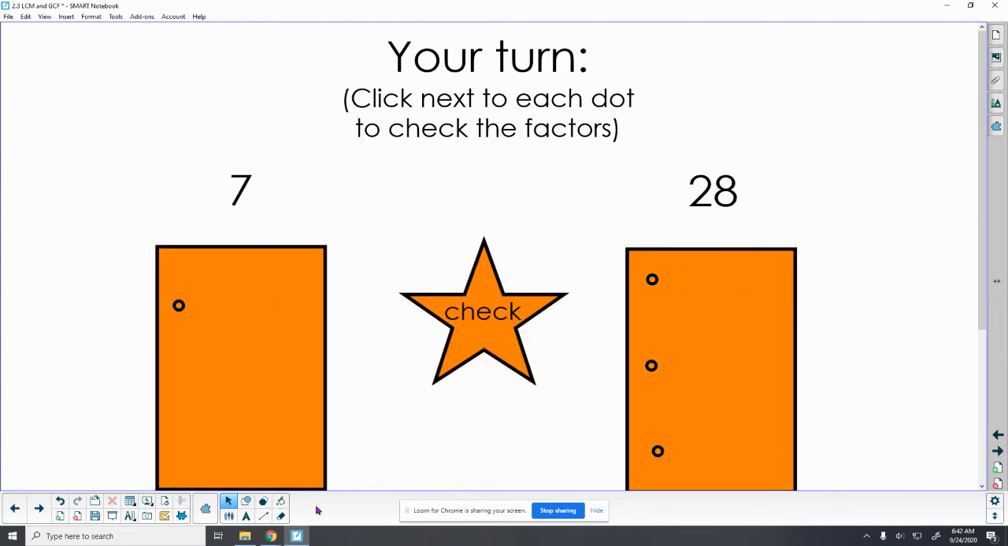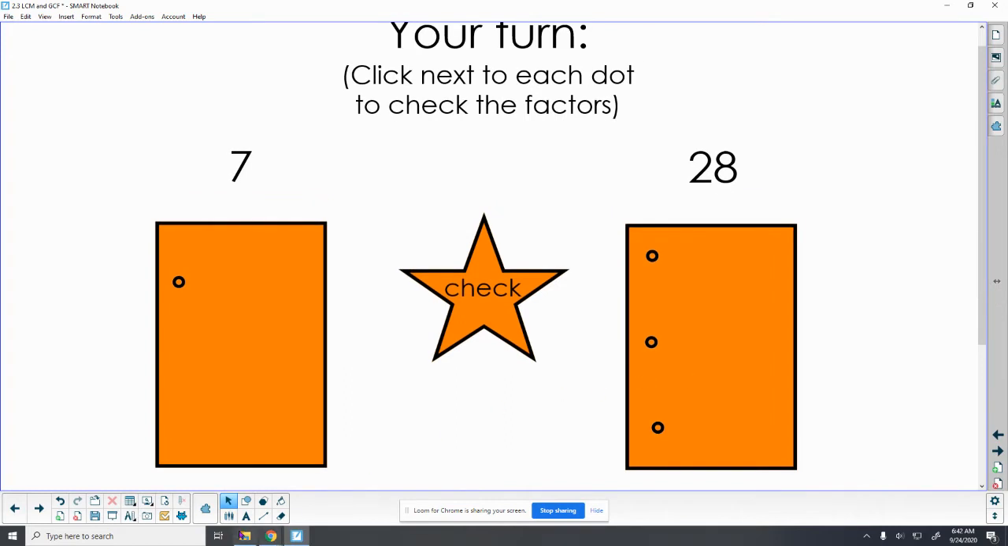Hey, let's try another one here. So go ahead and list the factors for 7 and for 28. So pause the video, find the GCF, and come back and check. Okay, so 7 has 1 and 7. 2 can't go in there. 3 can't. 4 can't. 5 can't. 6 can't. So 7 is a prime number. The only factors that it has are 1 and itself.